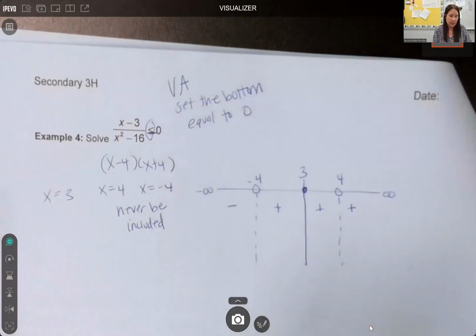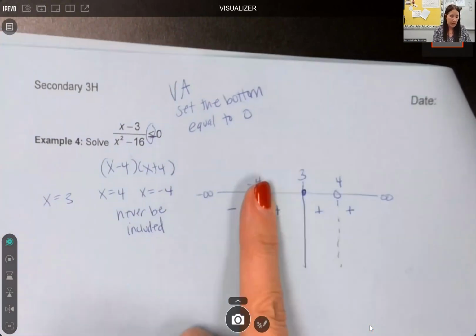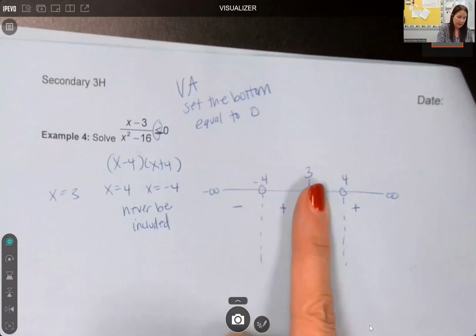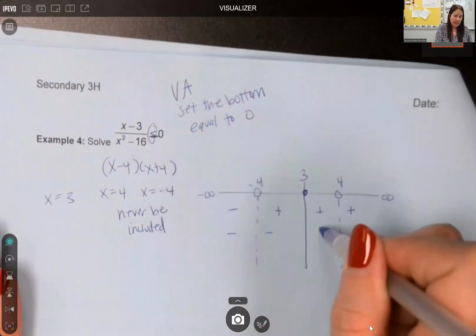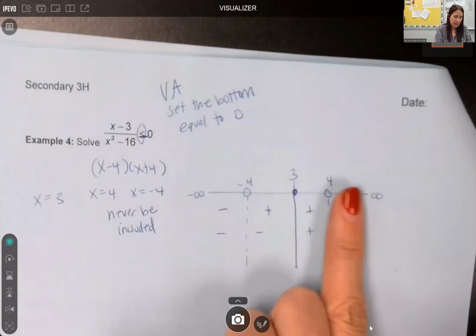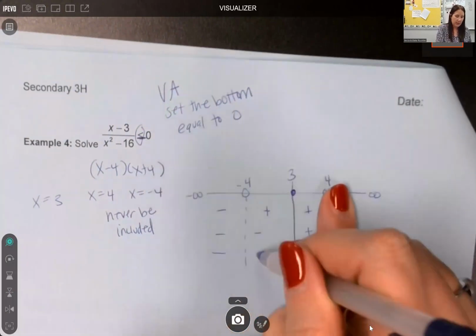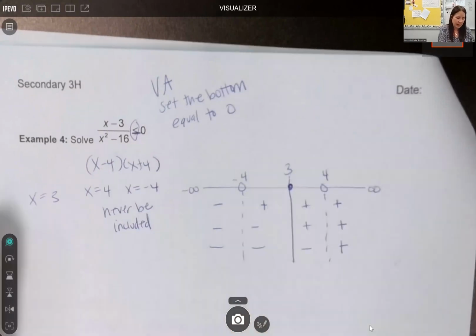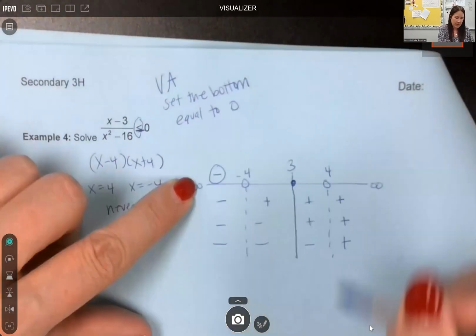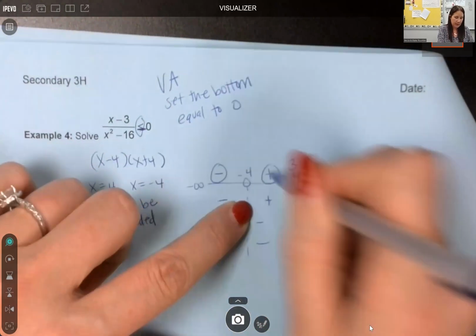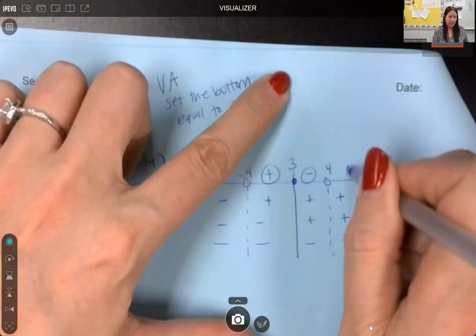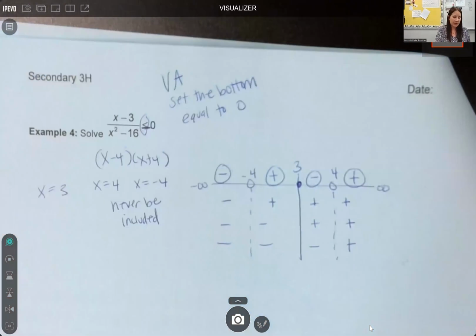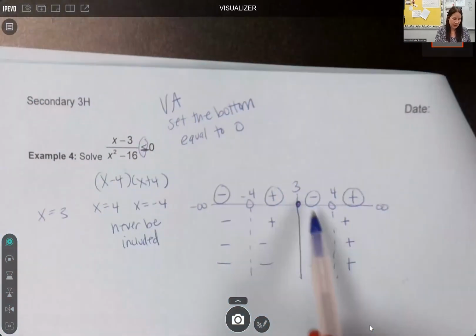If I look right here, only one of those would be negative. And then if I shift over here, negative, negative, positive, positive. And if I shift over here, negative, negative, negative, positive. So for my final answer, I get a negative here, a positive here, a negative here, and a positive here. It doesn't always alternate, so you do have to go through those steps to make sure.